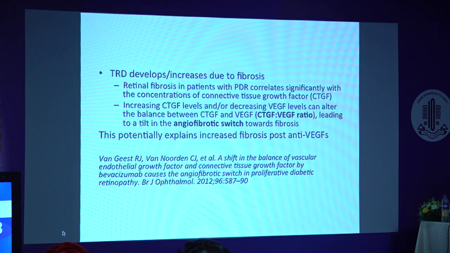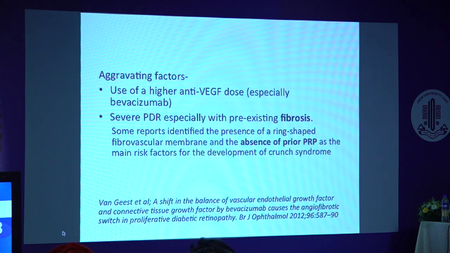The TRD develops due to fibrosis, and it's been found that retinal fibrosis in patients with PDR correlates with concentrations of connective tissue growth factor. The increase in CTGF levels or decrease in VEGF levels, that is increased CTGF to VEGF ratio, may lead to a tilt in the angiofibrotic switch towards fibrosis. And this probably explains increased fibrosis post anti-VEGFs.